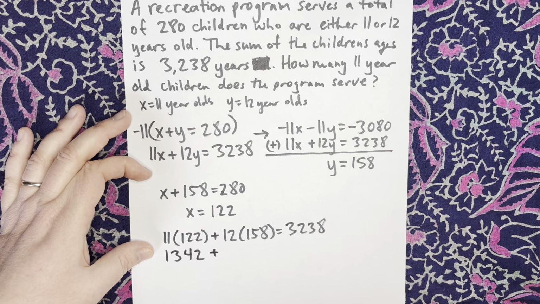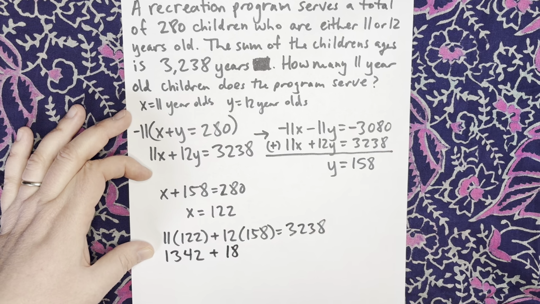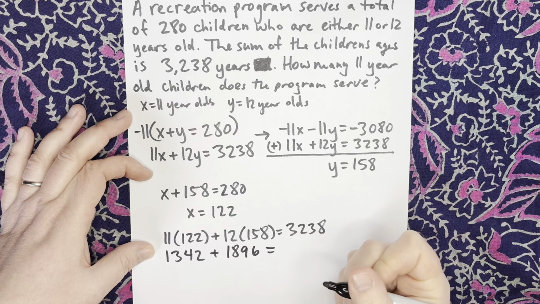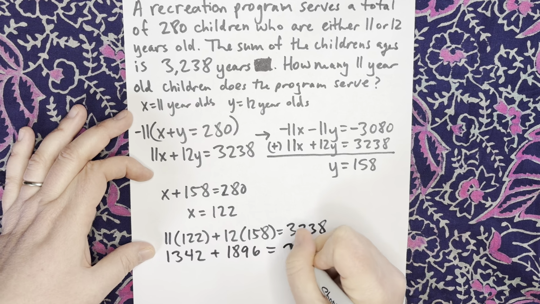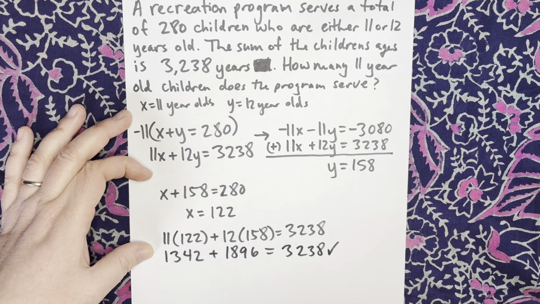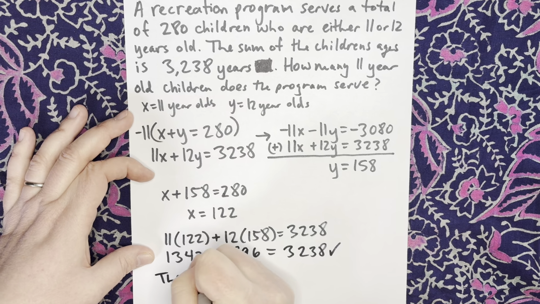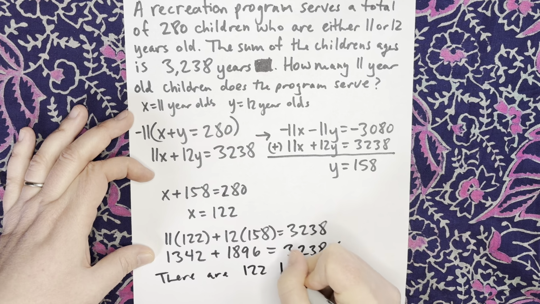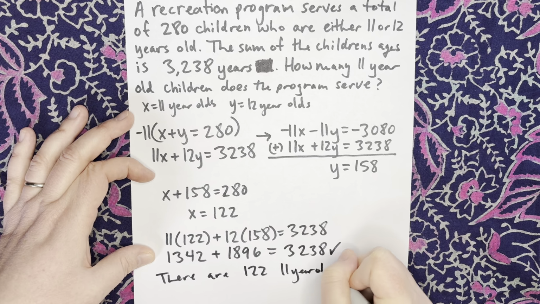You can do that by hand if you'd like on some scratch paper, or you can do it in your calculator. You're going to get 1,896. When I add those two values together, I do indeed get 3,238. So it does check out. There are 122 11-year-olds in the program.